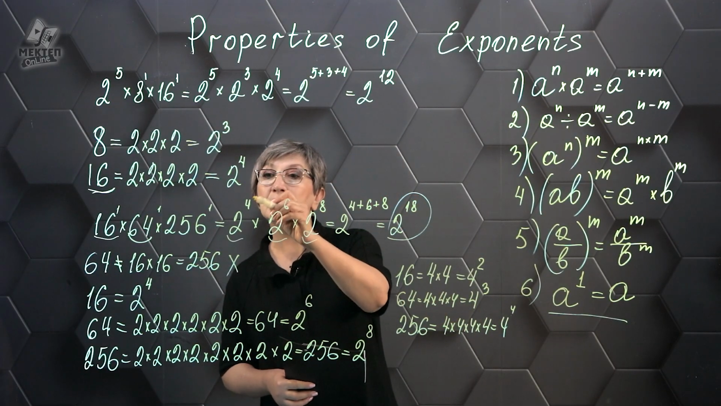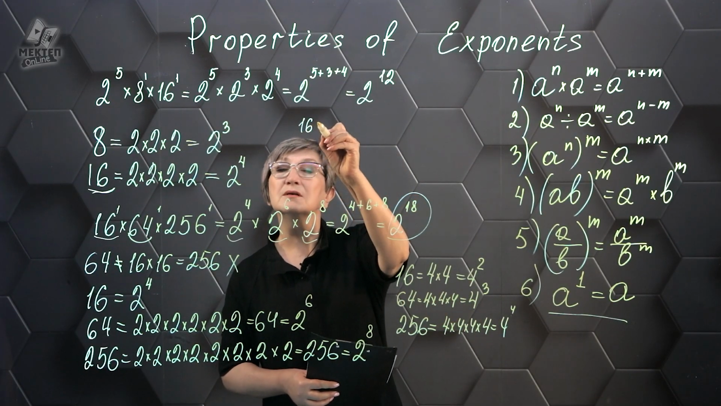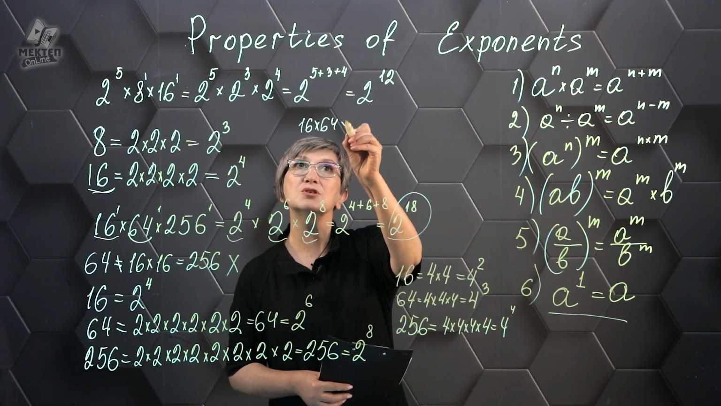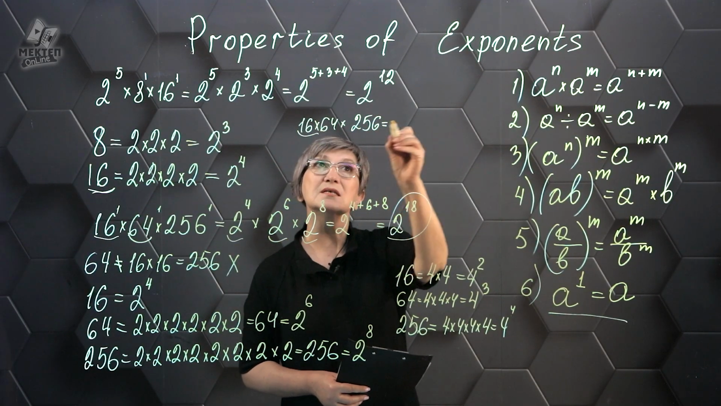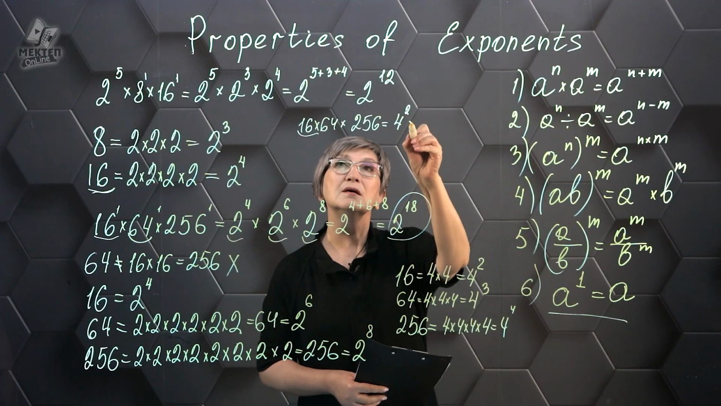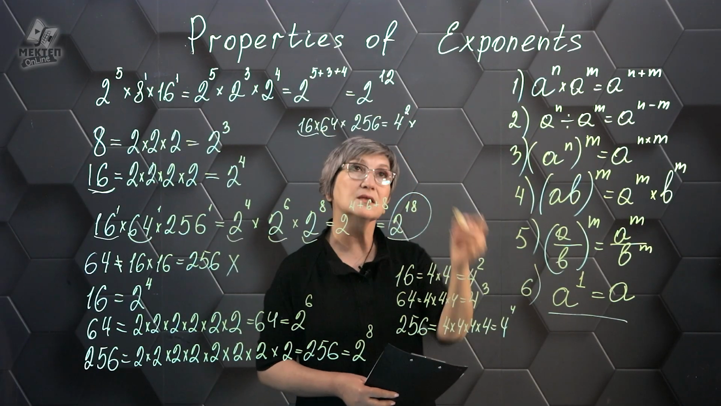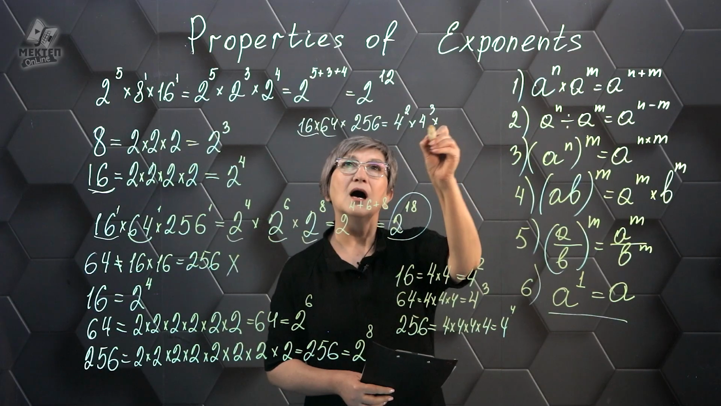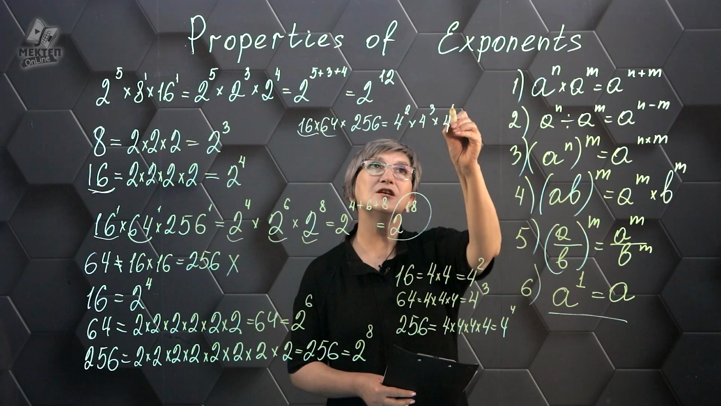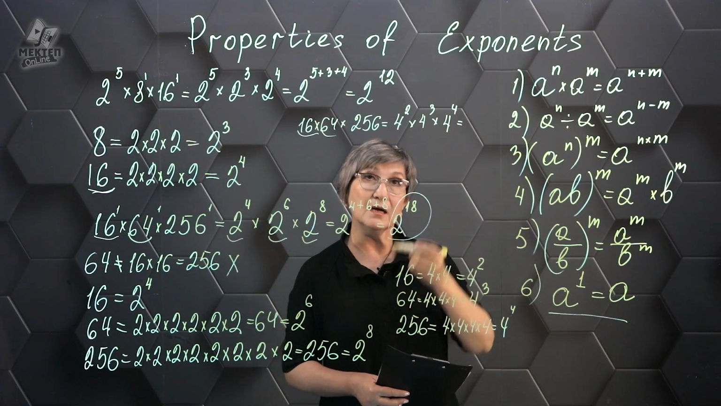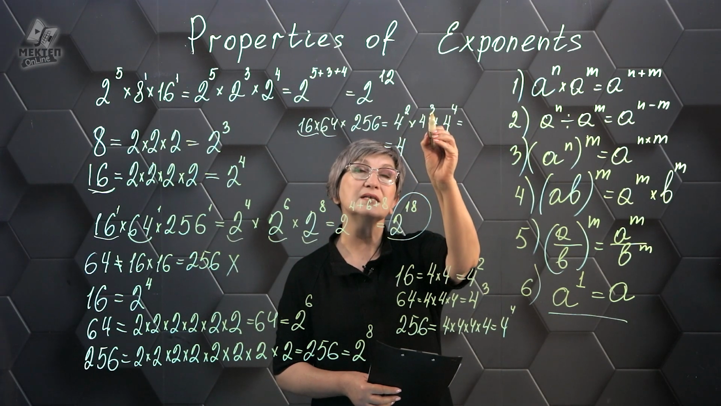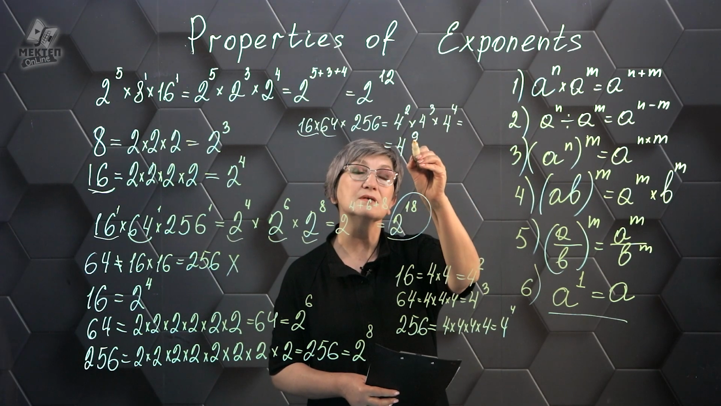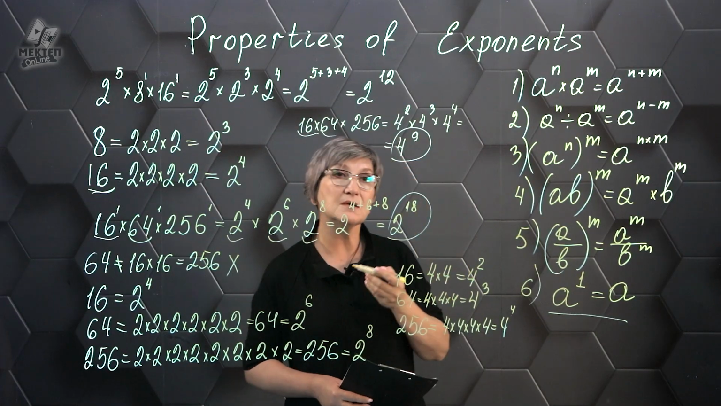Therefore, I can write down 16 times 64 times 256 equals: 16 is 4 squared, 64 is 4 to the 3rd power, and 256 is 4 to the 4th power. And then the answer is 4 to the power of 2 plus 3 is 5, 5 plus 4 is 9. Then the answer is 4 to the power of 9.